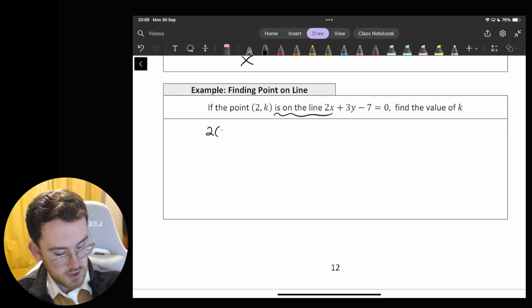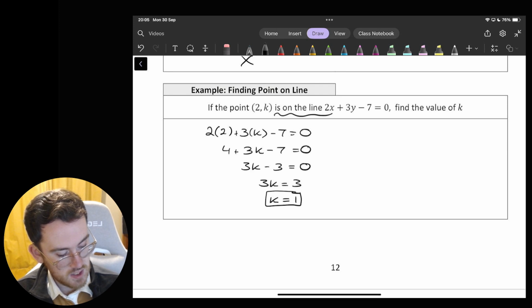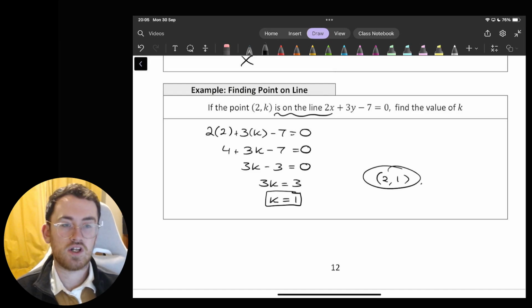So 2 times 2 plus 3 times k minus 7 equals 0. So 4 plus 3k minus 7 equals 0. 3k minus 3 equals 0. 3k equals 3. And we get that k equals 1. We were just asked to find the value of k. We'll write down our coordinate also.